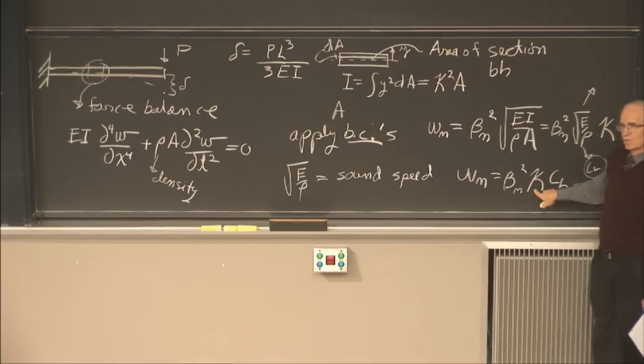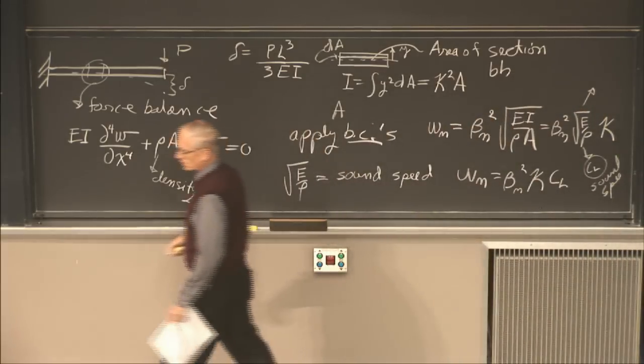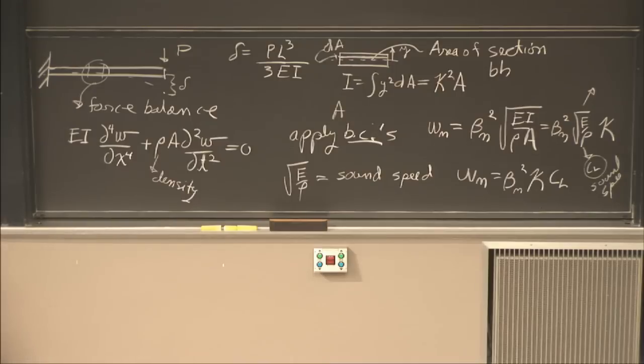So this tells you, if you make the beam twice as thick, what do you do to its natural frequencies? Doubles. Instantly you know that. So bending properties depend a lot on the radius of gyration. And I'll give you a few natural frequencies for different boundary conditions just so you see how they behave.